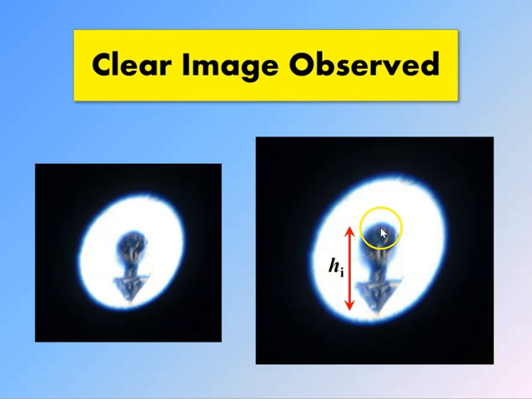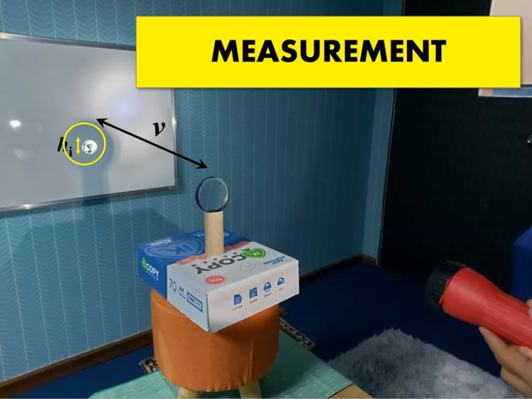The distance from the bottom to the top of the inverted image will be measured as image height. From the image to the lens will be image distance. From the lens to the torchlight will be object distance. So make sure the object distance is greater than the focal length of this magnifying glass.